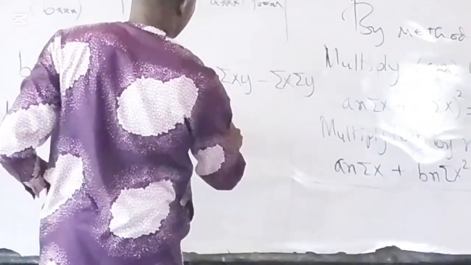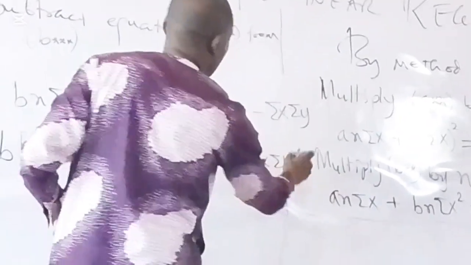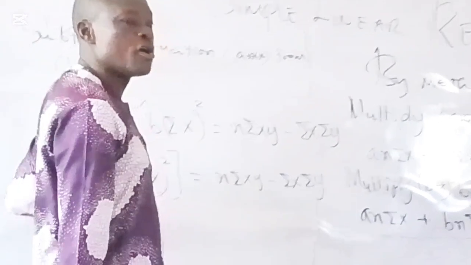Let's factorize. It is equal to what? n sum of x, y minus sum of x, sum of y. To be able to find b hat, we divide this by the coefficient.